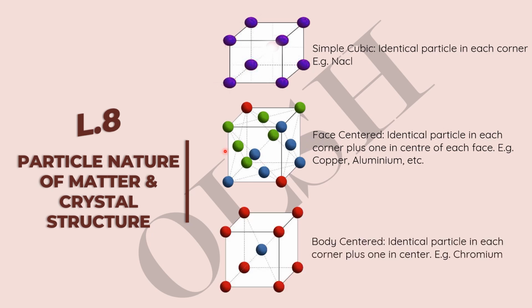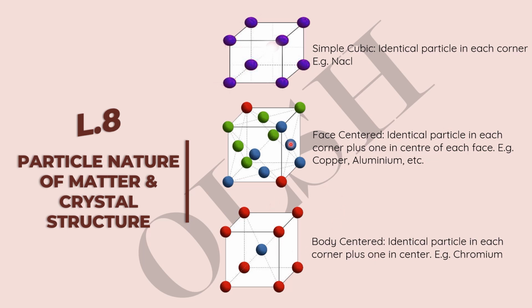We have another one, which is body centered. We have particles at every corner of the unit cell, 1, 2, 3, 4, 5, 6, 7, 8, but then we have just one that sits at the center of the block, inside the middle of the block. That is what is called body centered.